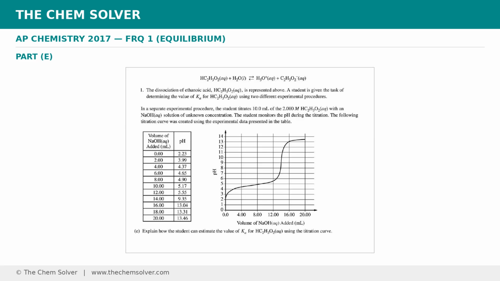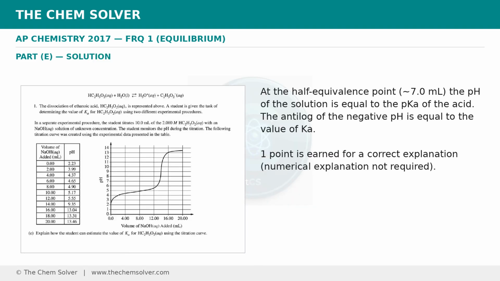Explain how the student can estimate the value of Ka for HC₂H₃O₂ using the titration curve. At the half equivalence point, 7.0 milliliters, the pH of the solution is equal to the pKa of the acid. The antilog of the negative pH is equal to the value of Ka. 1 point is earned for a correct explanation, numerical explanation not required.